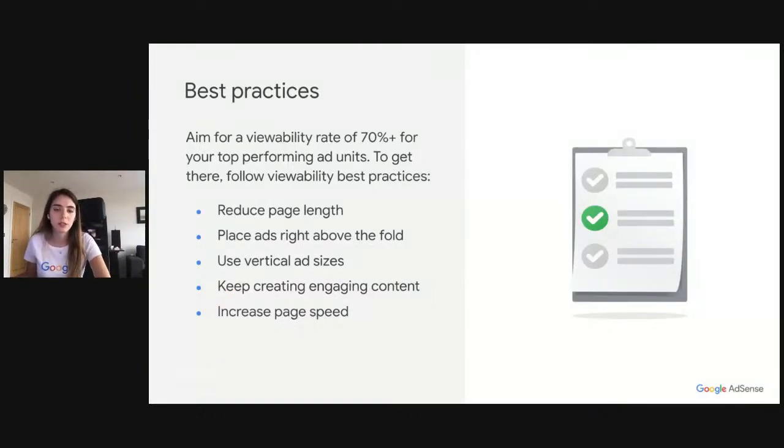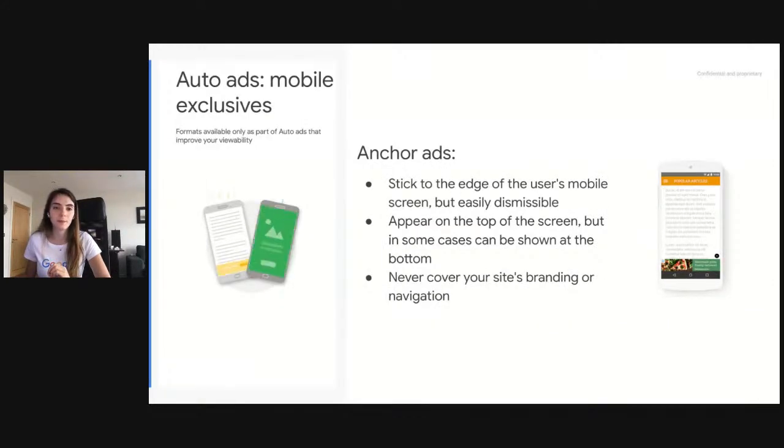So a couple of best practices to wrap up. Aim for a viewability rate of 70% or above for your top performing ad units. Not every ad unit will have this percentage, but for your top ad units, make sure they are at their optimal percentage point. To get there, follow viewability best practices, such as reducing page length, placing ads right above the fold, using vertical ad sizes, creating engaging and creative content, and increasing your page speed.